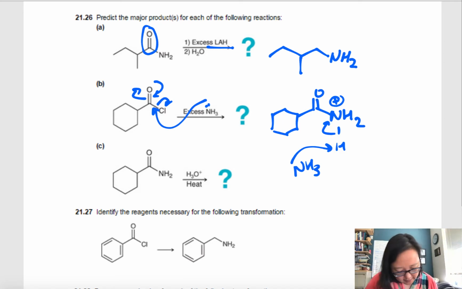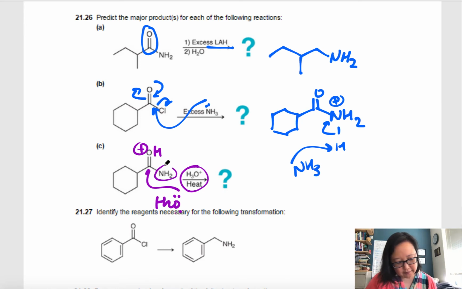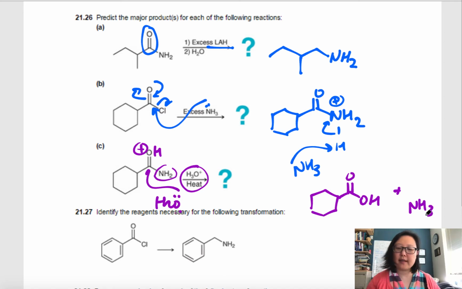And my last one here is hydrolysis with heat and acid. So I could picture this getting protonated. I could picture the water coming in. And I'm basically going to replace NH2 with an OH group. You should know the mechanism for that. Okay, so if you're not sure what it is, try writing it out. But you'll end up with mainly carboxylic acid.